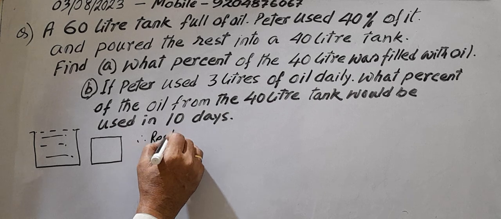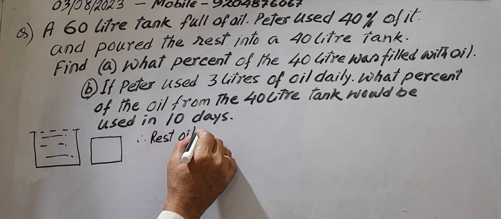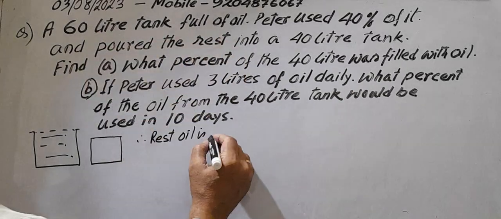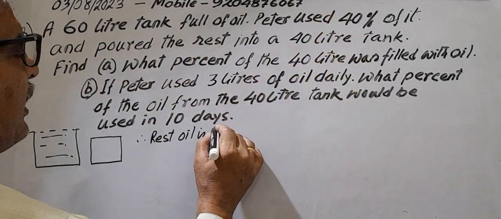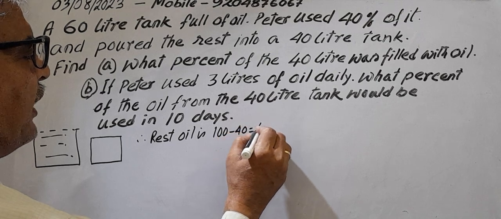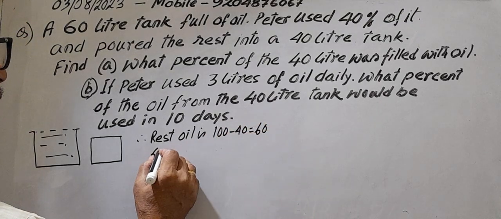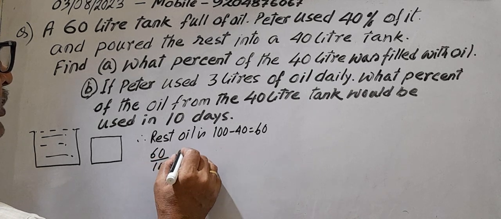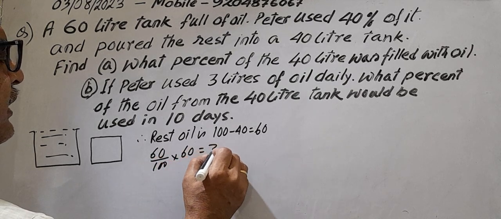so therefore the rest oil is 60%, because 100 minus 40 is equal to 60. Therefore 60 by 100 into 60 equals 36 liters.